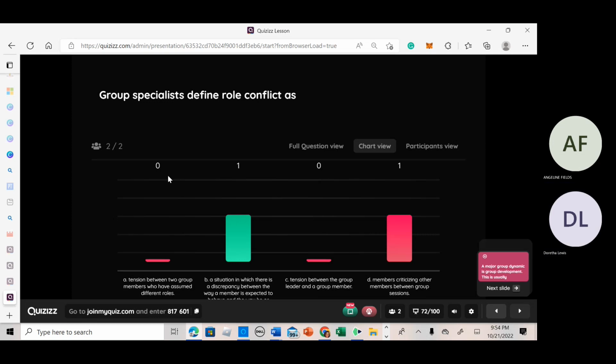So a situation in which there is a discrepancy between the way a member is expected to behave and the way he actually behaves. If someone violates the behaviors set up as the rules and standards within the group, and then they act otherwise, that creates a problem.